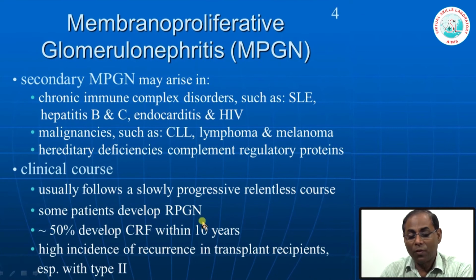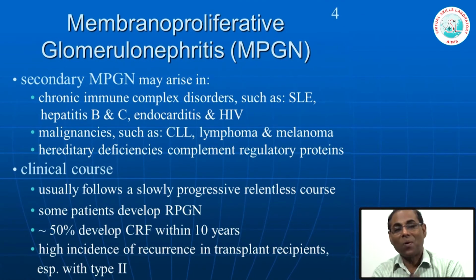Clinical course usually follows a slowly progressive renal illness. Some patients develop rapidly progressive glomerulonephritis, and I think around 50% develop chronic renal failure within 10 years, and there is a high incidence of recurrence in transplant recipients, particularly with dense deposit disease.